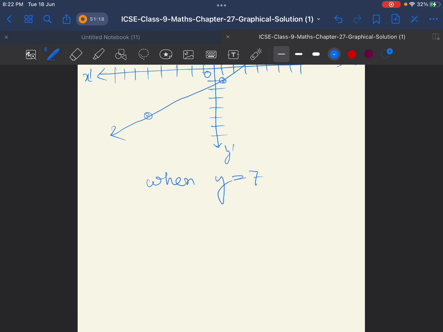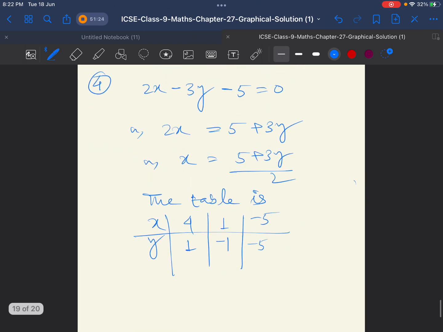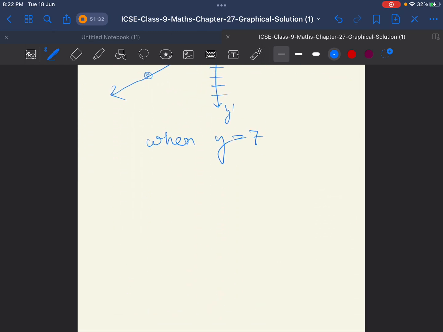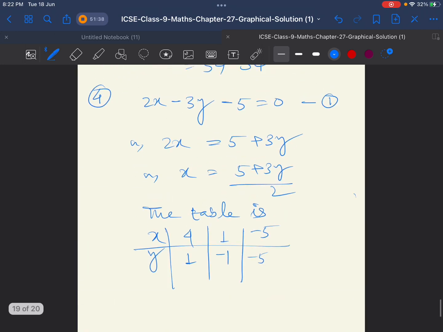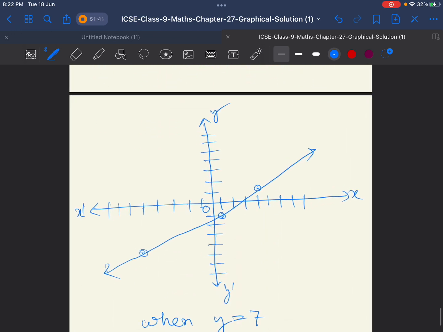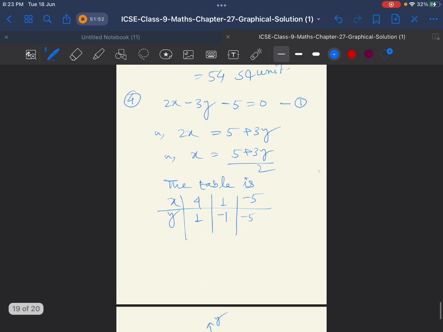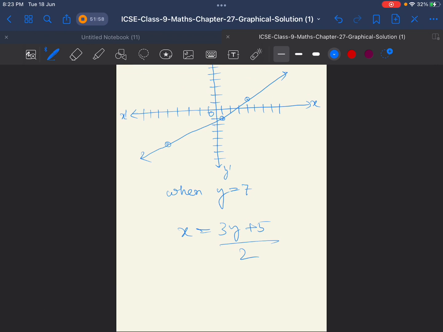From the graph, find x1, the value of x when y equals 7. So when y equals 7, we substitute the value of y = 7 in the equation 2x minus 3y minus 5 equals 0. So when y equals 7, the value of x will be x equals (3y plus 5) by 2.